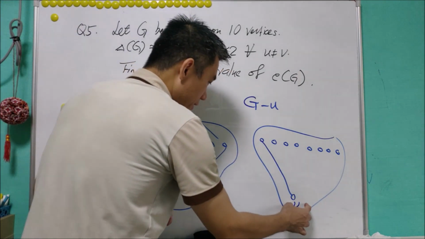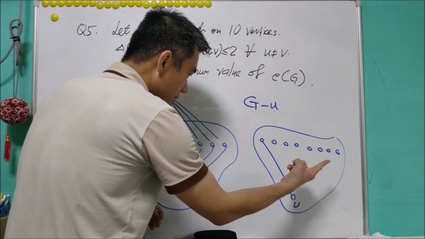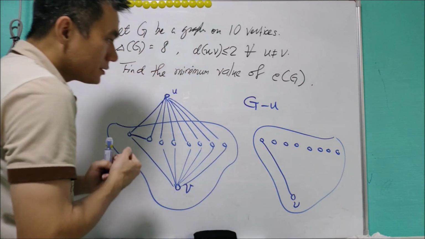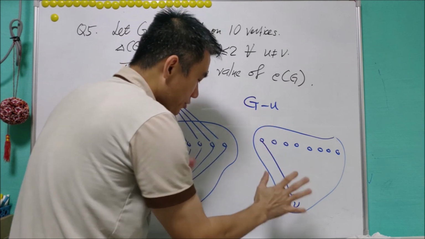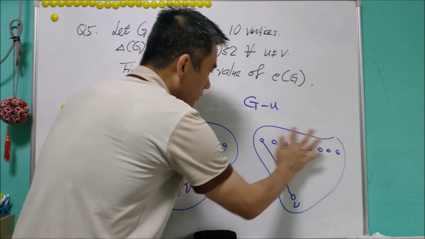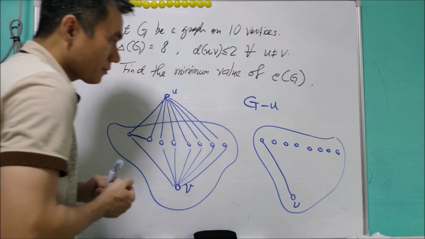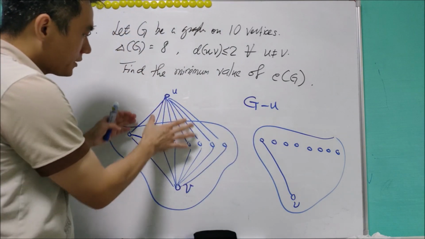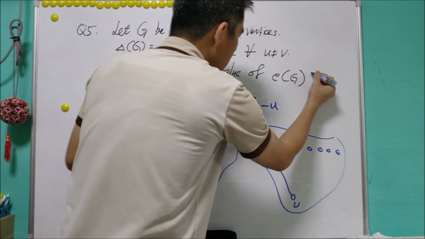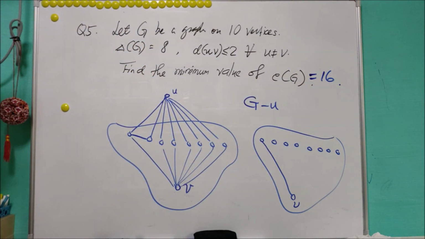The distance of V to any vertices here has to be at least 1 or 2. In other words, the graph G minus U has to be connected. If G minus U is connected on 9 vertices, then you need at least 8 edges. Then when you come back to this, 8 plus 8 is equal to 16. And therefore, 16 is the answer for question 5.